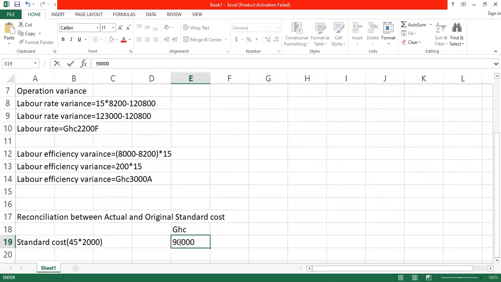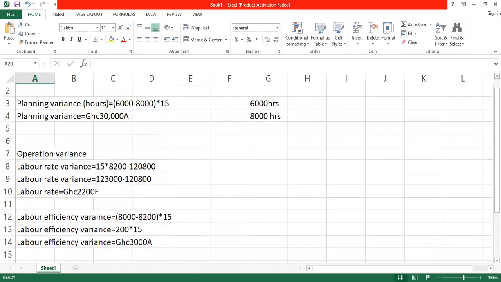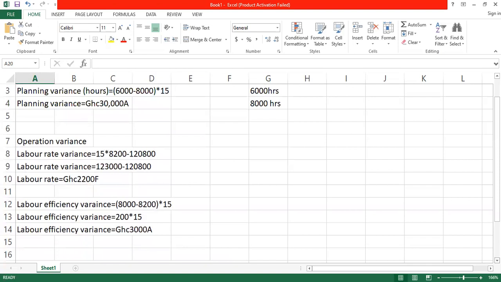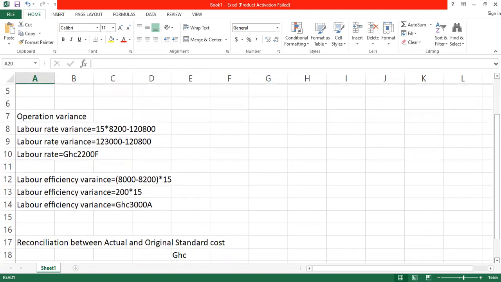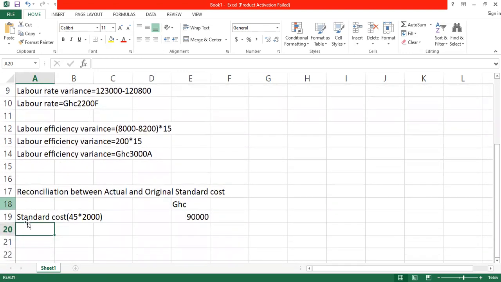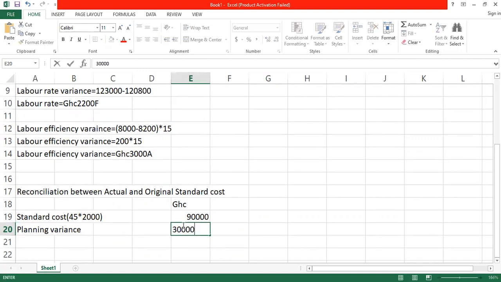Then the variances that we have calculated, we add. What was the first variance that we calculated? It was a planning one, a labor usage variance at the planning level, isn't it? That is 30,000. So we have the planning variance. That was adverse, isn't it? Yes. But this is a cost, so since it's adverse, we add.